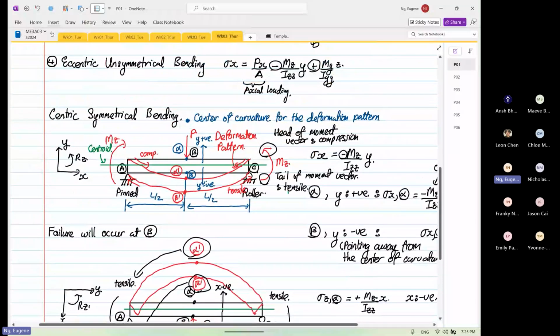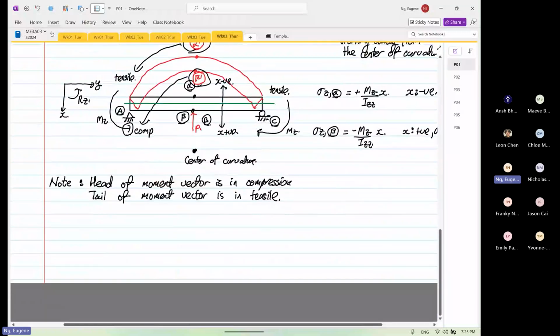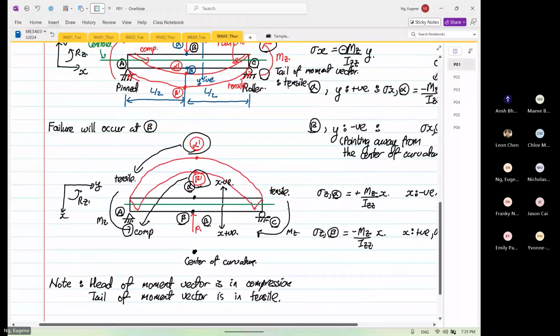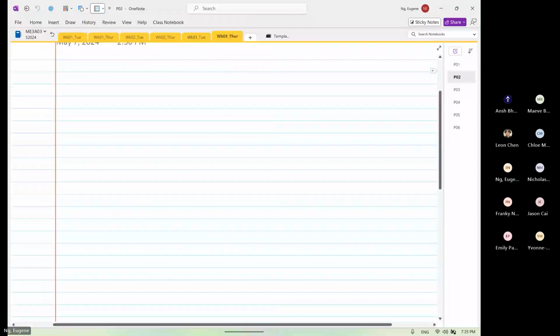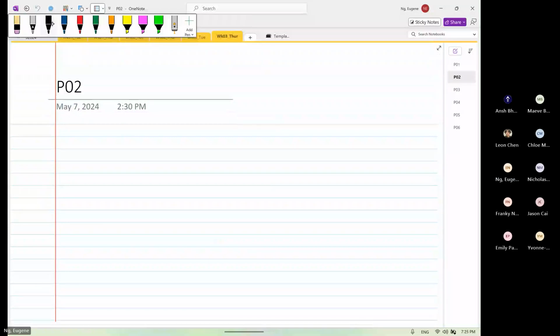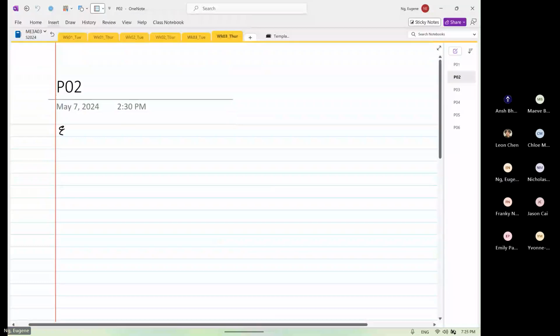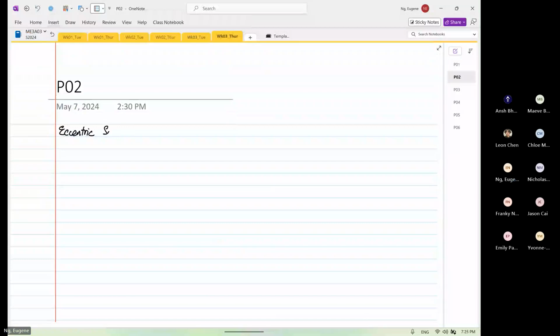Now, the next thing I'm going to do is draw a structure that is under eccentric bending. Okay. So let's look at eccentric bending. Knowing the words, what it means, and physically seeing what it does are two very different things. I want you to see that. Okay. So the next thing we want to do is look at eccentric symmetrical bending.